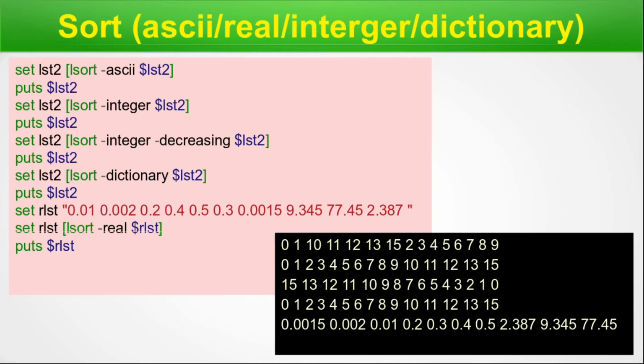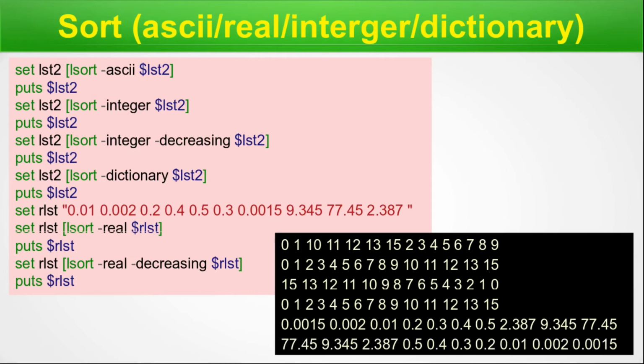Now if we want to do the reverse sorting, we have to add a dash decreasing switch here. So lsort, then real, then decreasing, then the list name, with the dollar.